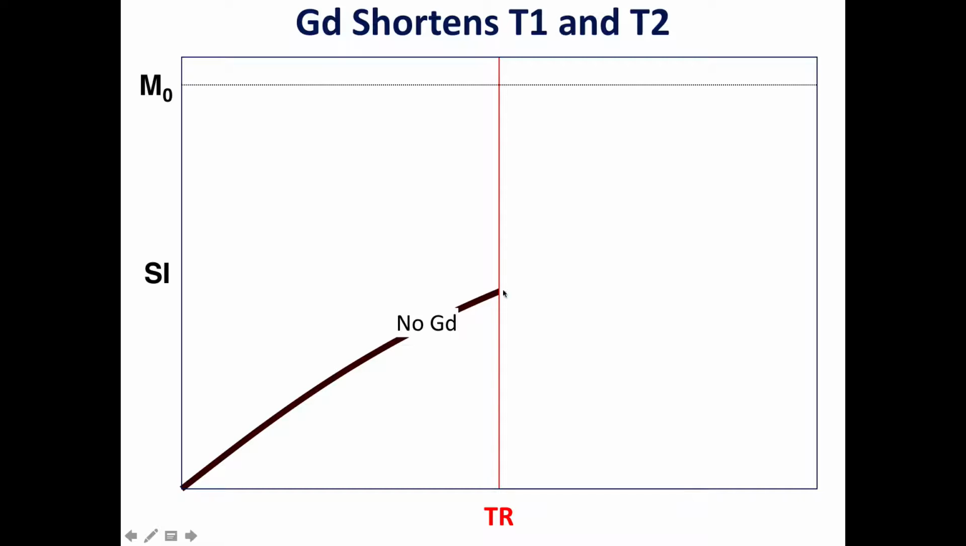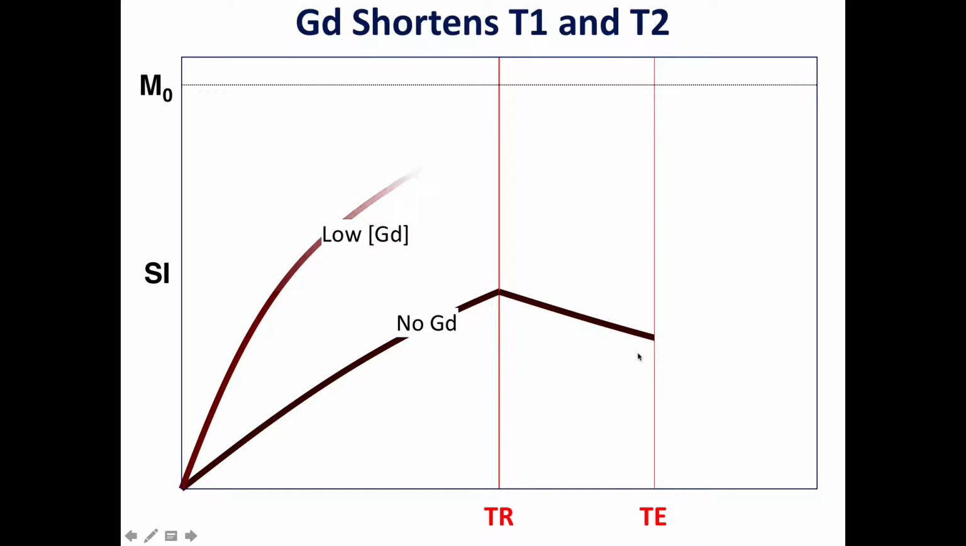But we don't image here either, do we? We wait for a certain amount of time called the echo time. And signal gets lost during this time, and we're going to image right here at an echo time of TE. So this is how much signal this tissue will have given no gadolinium, this TR, and this TE. This is how much signal we'll see from that tissue. Let's give some gadolinium.